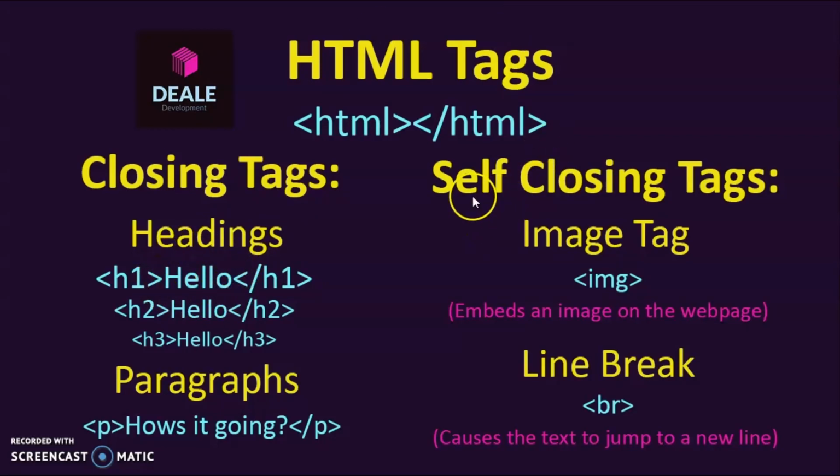And you also have self-closing tags. And what this means is that the tag does not need to be closed off with that /, but rather you just end it off with a normal closing bracket like that. And two examples of those are an image tag and a line break tag. A line break will essentially skip a line in a paragraph and jump to the next line. And an image tag will embed an image onto your web page, and we will get to that in just a minute.